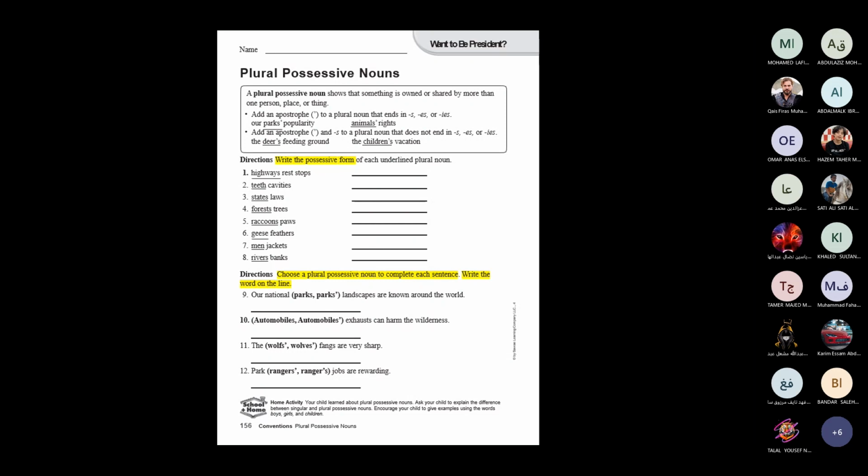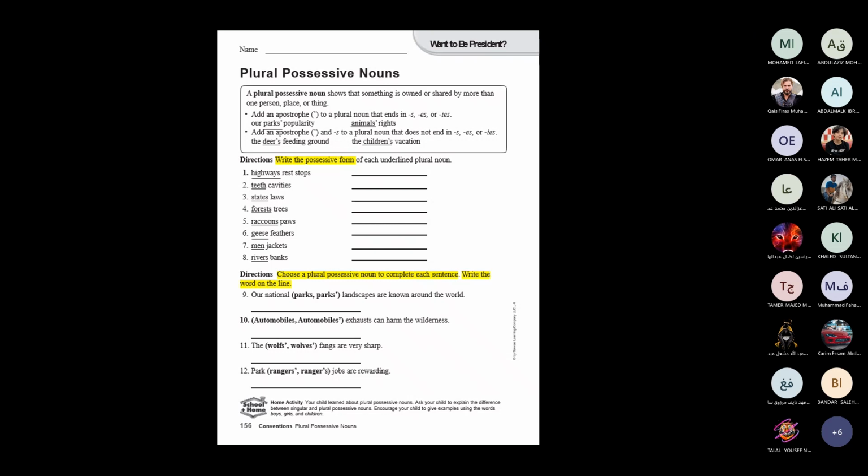Okay, very good, yes. Halim. Yes. Okay, Halim, page 156. Page 156. Number two. Number two is wrong. Where is the apostrophe?